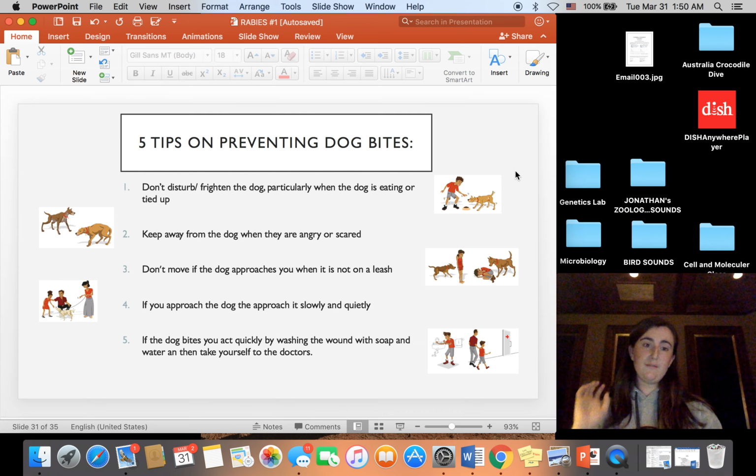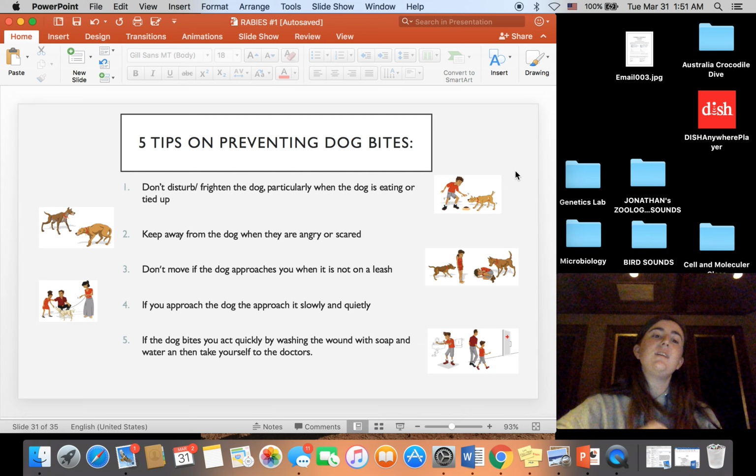So there's 5 tips that I have on here on preventing dog bites. The first one is don't disturb or frighten the dog, particularly when the dog is eating or tied up, because that's when it's vulnerable, and if it's feeling threatened, it's probably going to try to bite you. I mean, this just goes for any dog, no matter what, if it's infected with rabies or what. Just try to be patient with it and don't frighten it.